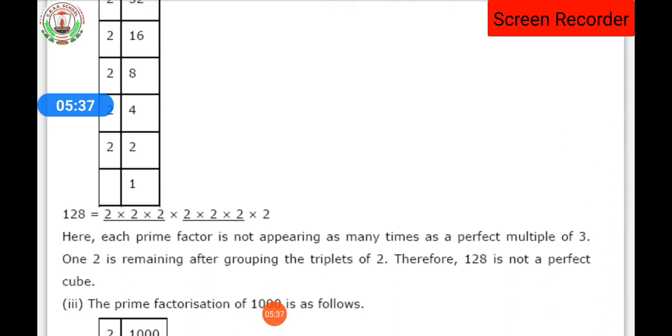In the same way as we did in chapter number 6, square and square root, here each prime factor should appear a perfect multiple of 3 times. Here 1, 2 is remaining after grouping the triplets of 2. Hence 128 is not a perfect cube.